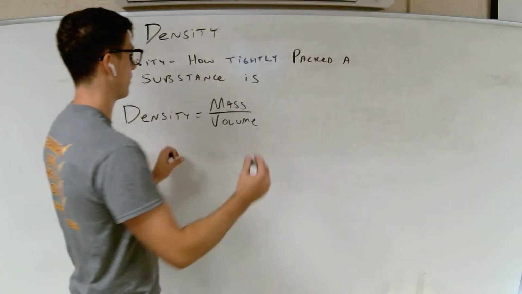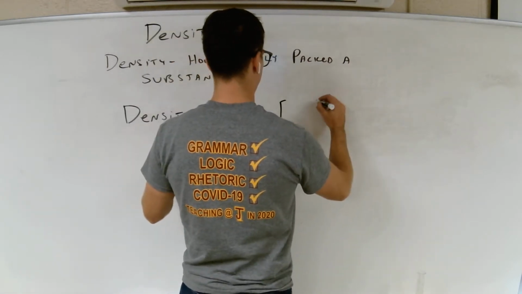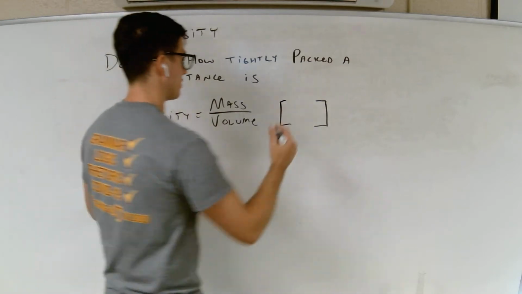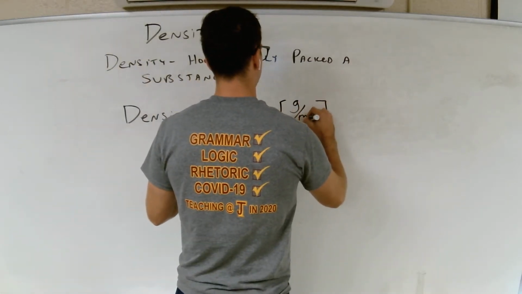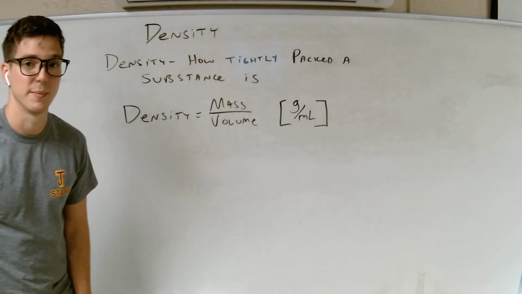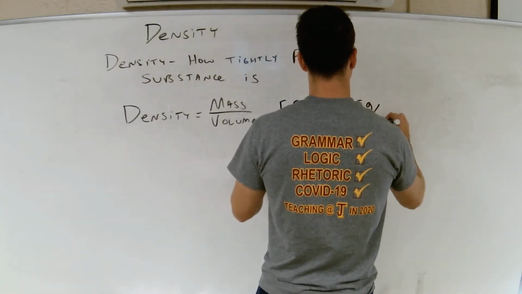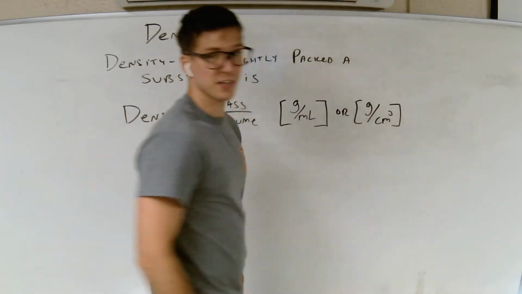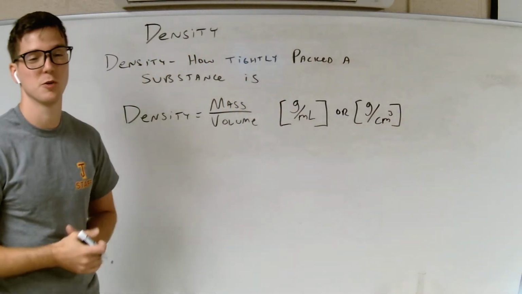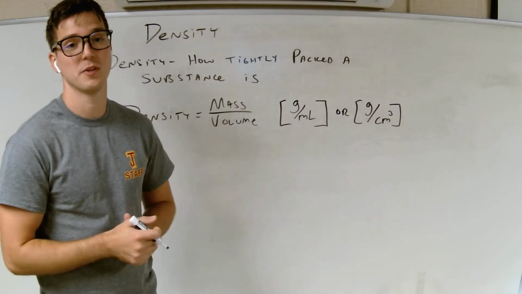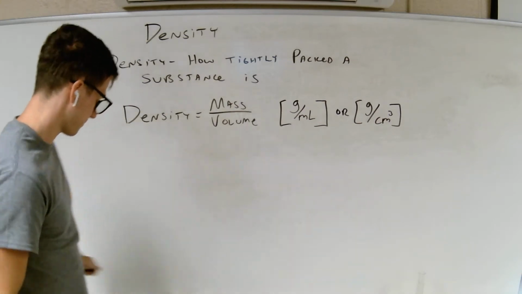cubed. So what you'll see from me going forward in chemistry is I'll always put my units in square brackets. So the units for density are grams per milliliter, or grams per centimeter cubed. Okay, centimeter cubed and milliliter, they're interchangeable. They're the same thing. So if you see me say centimeter cubed, it's the same thing as milliliters.